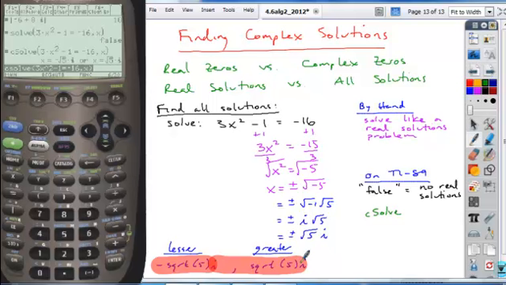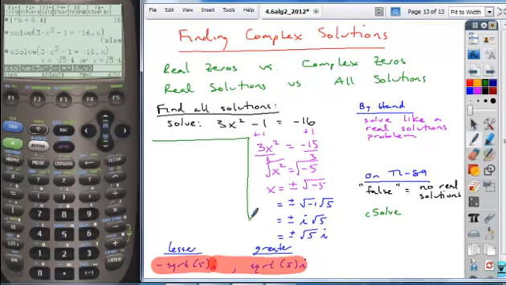All right, so try one last one on your own. I'll come back to this slide here in just a second. Or I'll leave it here. And see if you can solve the following. Okay, so find all solutions for this.